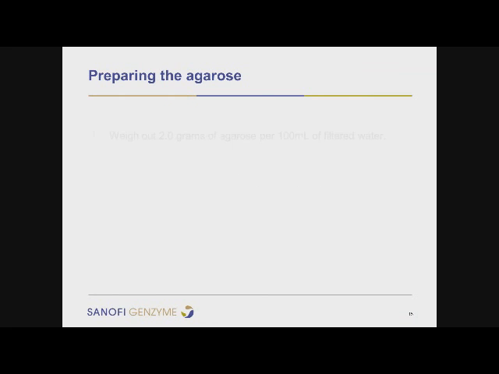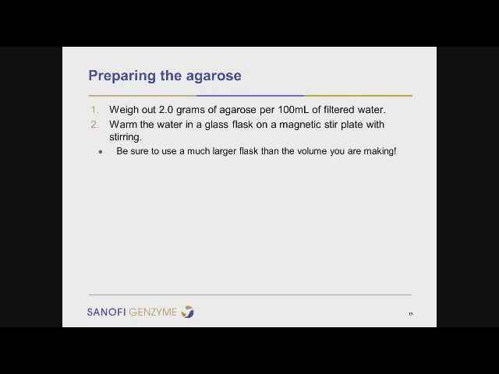So let's go through how I prepare it. I'll weigh out 2 grams of agarose per 100 mLs of filtered water, and then I'll warm it in a glass flask on a magnetic stir plate with stirring, and I always make sure I use a much bigger flask than the volume I'm making. I don't want to have any boilovers and messes, because nothing smells as bad as agarose when it's burning.